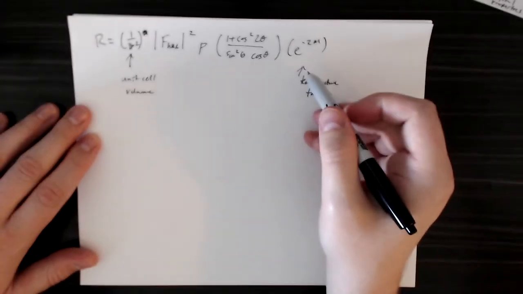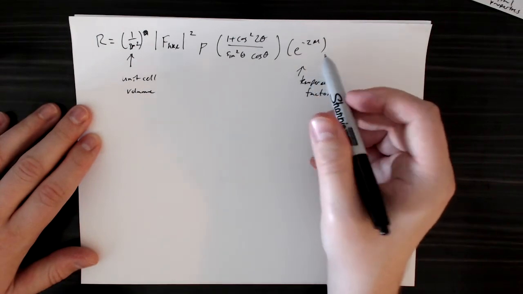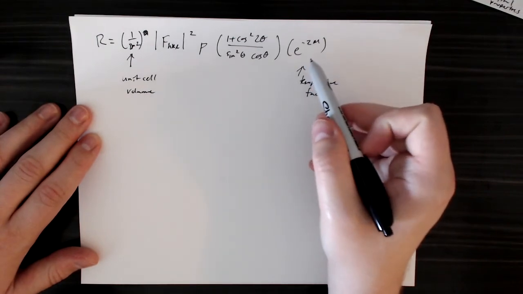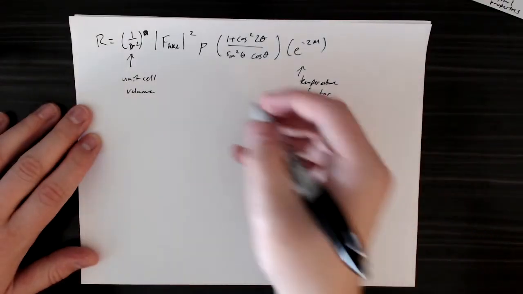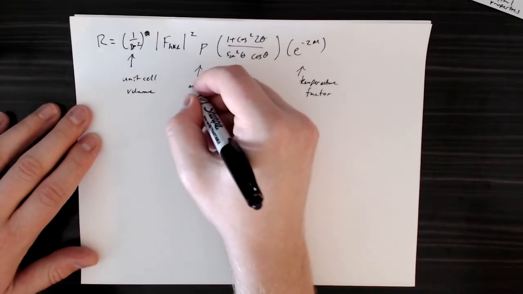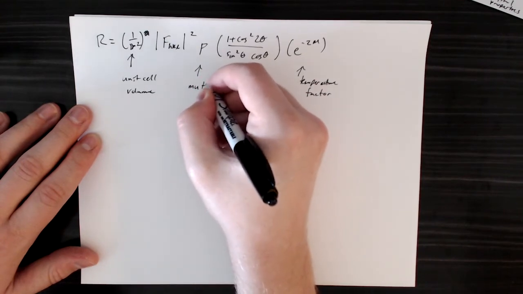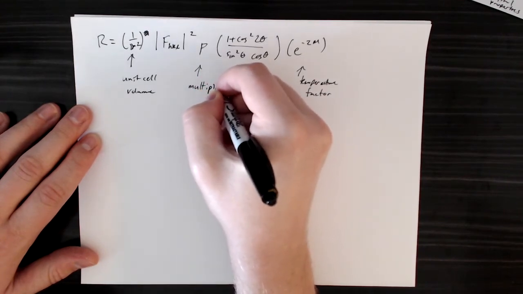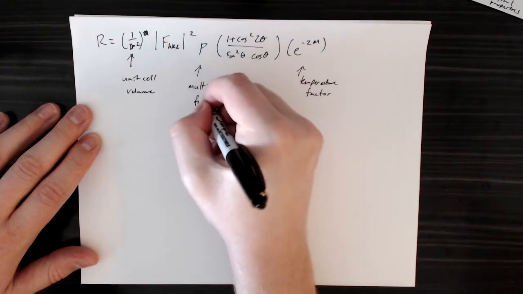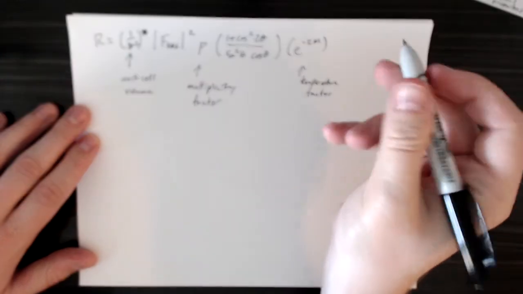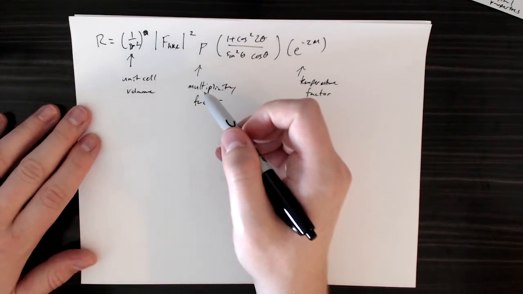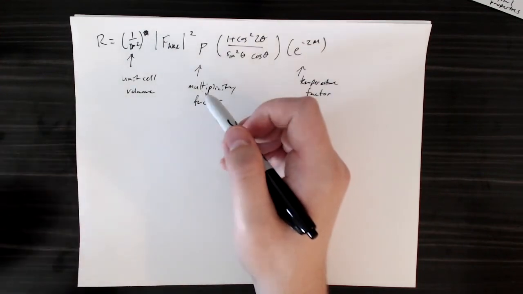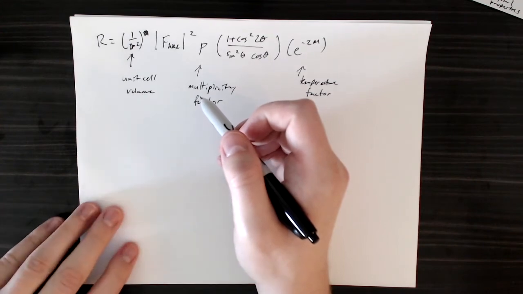This can be found, like a lot of these, in the tables that I've uploaded to Canvas. And then P, we call this the multiplicity factor. So this is the number of crystal planes that we have with the same spacing. So this accounts for the different permutations of a given type of plane.